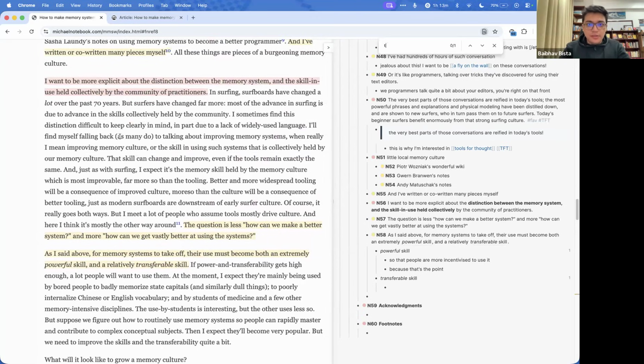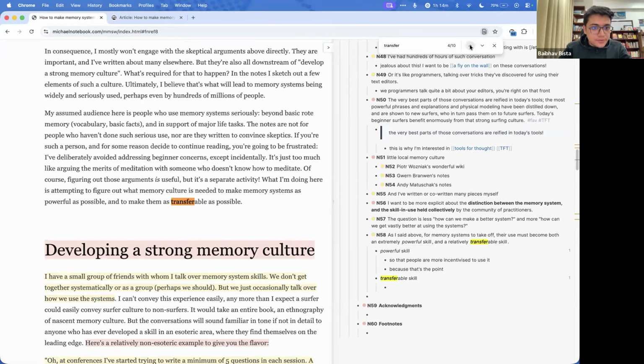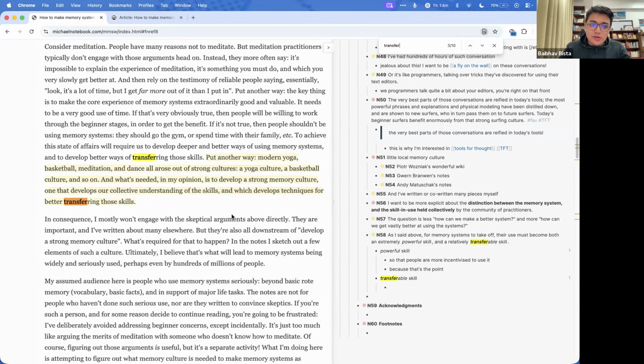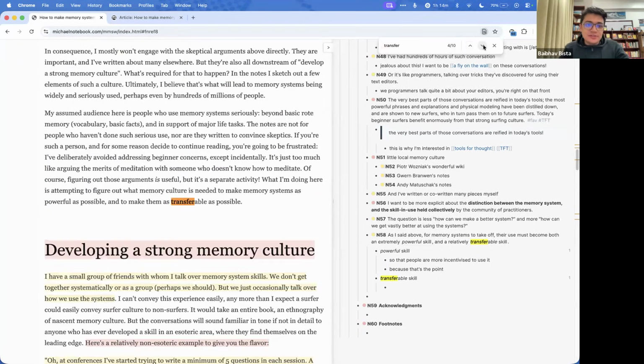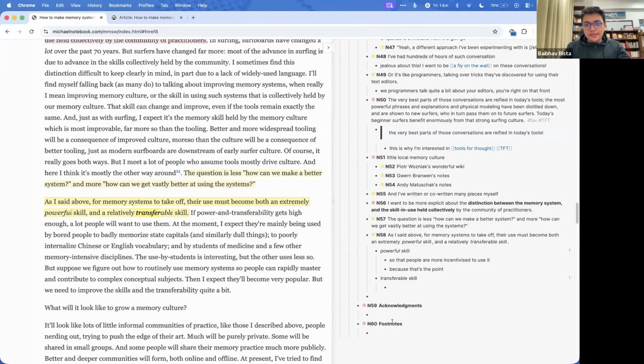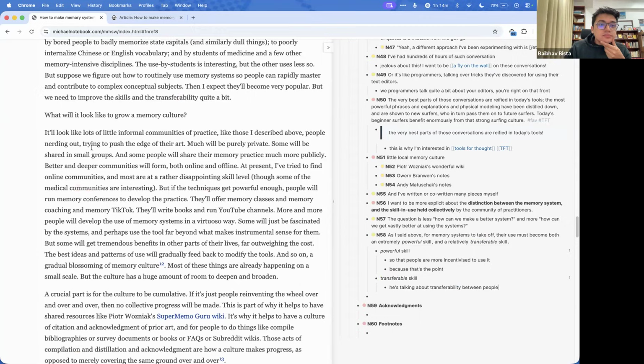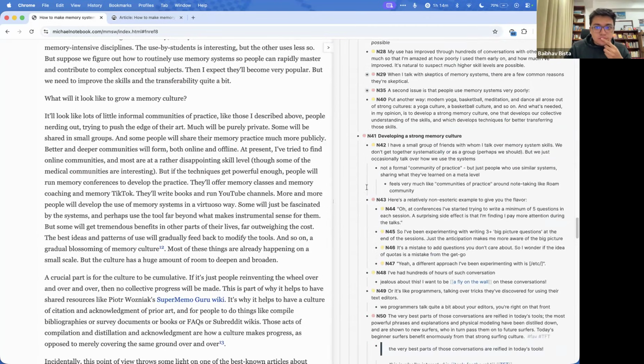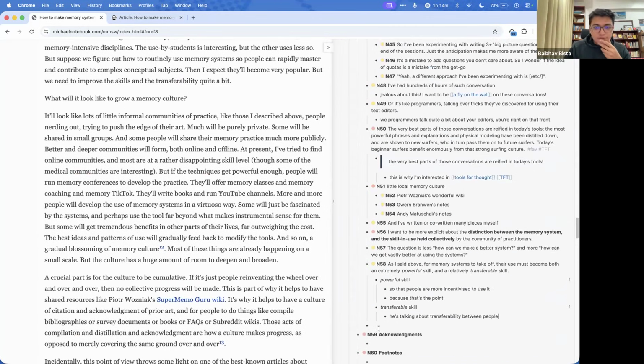Did he not talk about it? Has he already talked about transferability before? I didn't think so. I feel like he's talking about transferring between people while I was thinking about something else, but this is good to know, right? It's good to think through stuff like that. And he's talking about, okay, now he's getting to another interesting point.